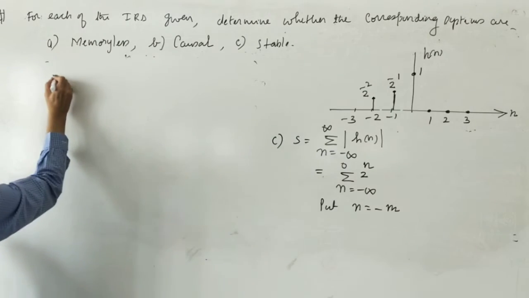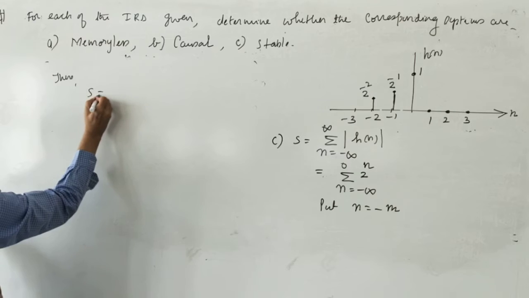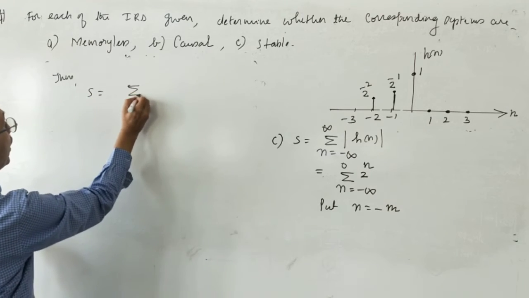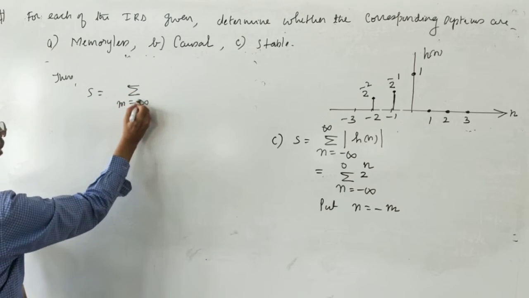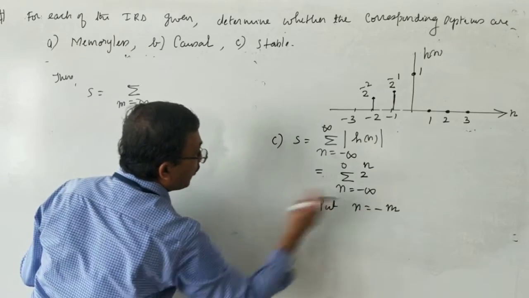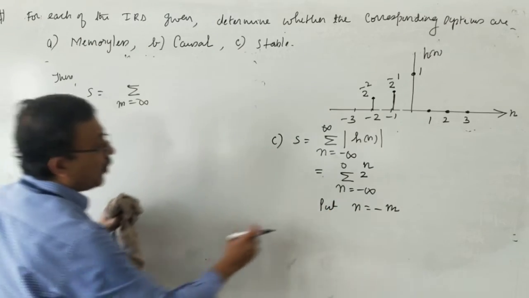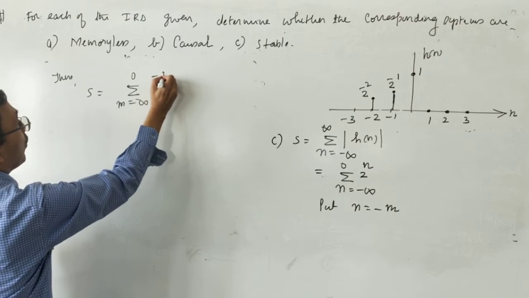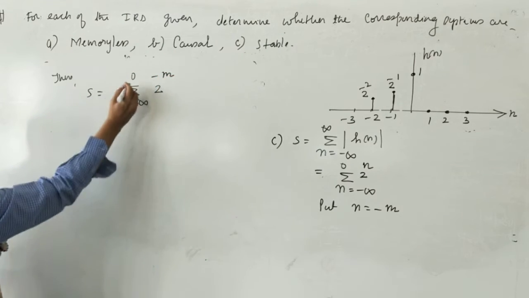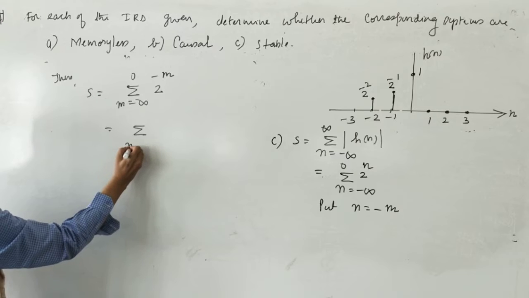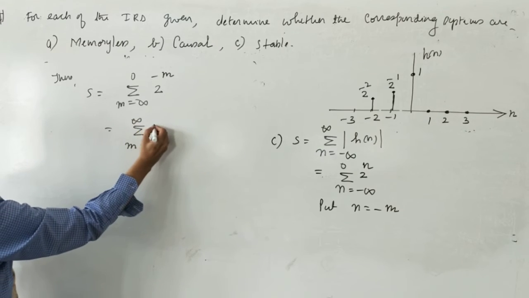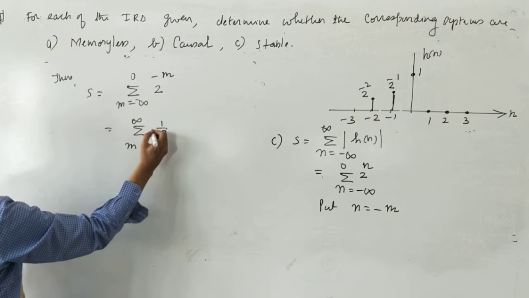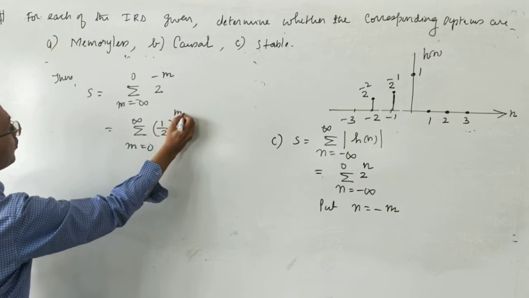Then S is equal to, when n is minus infinity, what is m? Plus infinity. When n is minus infinity, m is plus infinity. When n is 0, what is m? 0. You get 2 to the power minus m. Summation limits can be interchanged. Summation m equal to 0 to infinity. 2 to the power minus m means half to the power m.